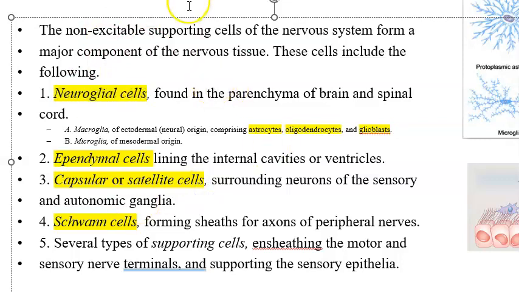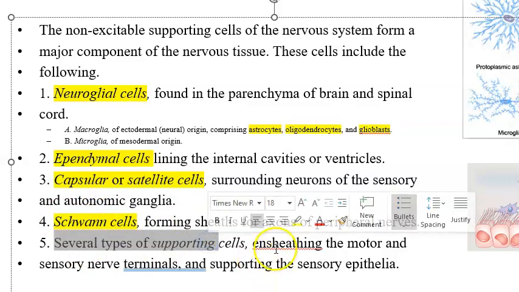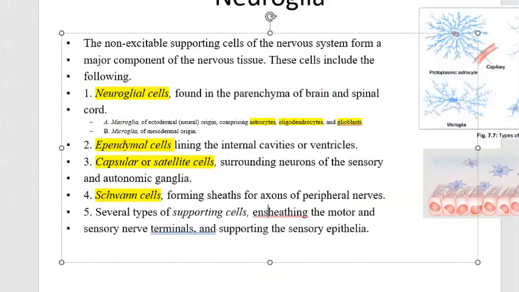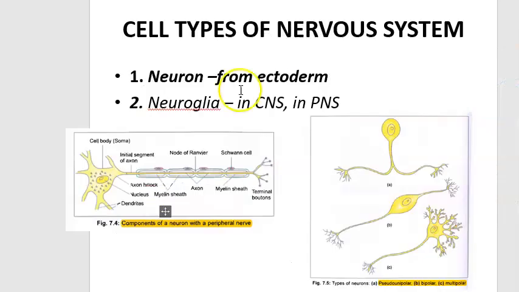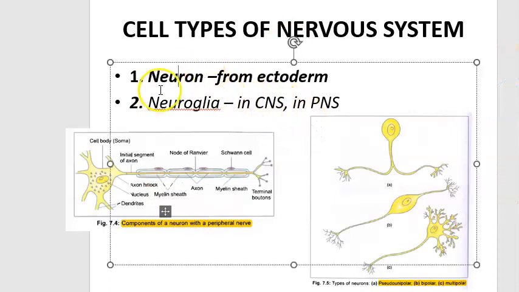These are supporting cells of the nervous system. Under supporting cells of the nervous system, you have neuroglia, ependymal cells, capsular or satellite cells, Schwann cells, and several other types of supporting cells. What is the difference between a neuron and neuroglia? A neuron is the nerve. Neuroglia is only the supporting structure, remember. The actual information, with sodium channels etc., is carried by the neuron. The neuron is the transmitter. Neuroglia is just the supporting cells around this neuron.